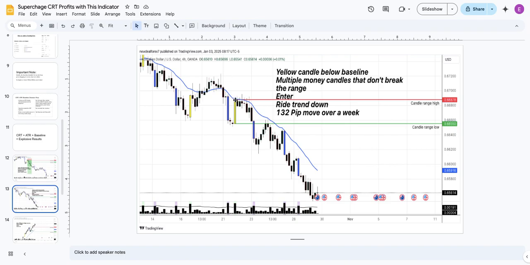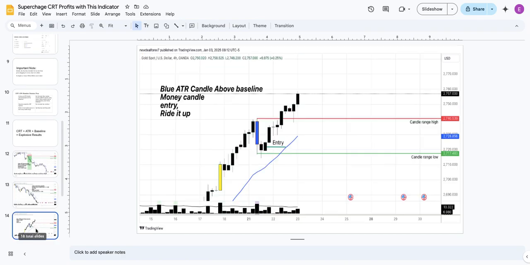But on this range right here, where we have a yellow close below, all right, and then we have our price where it can't break above the candle range high. This red line here is the candle range high, and then it just tanks. And this is Australian dollar on the 4-hour chart. And it led to a 130 pip move once it broke out of the range and just continued downward here. See, but it all starts with the ATR candle below the baseline, below the 20 SMA or EMA, sorry. All right, 132 pips over a week.